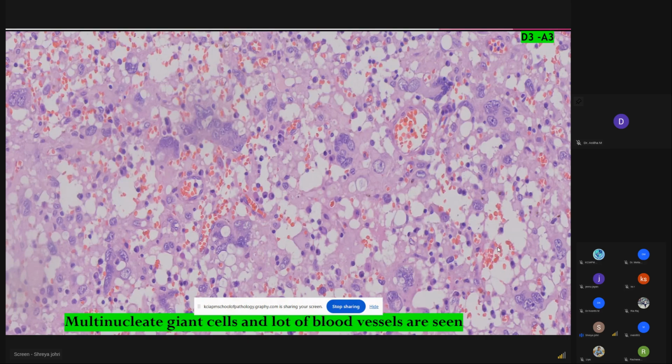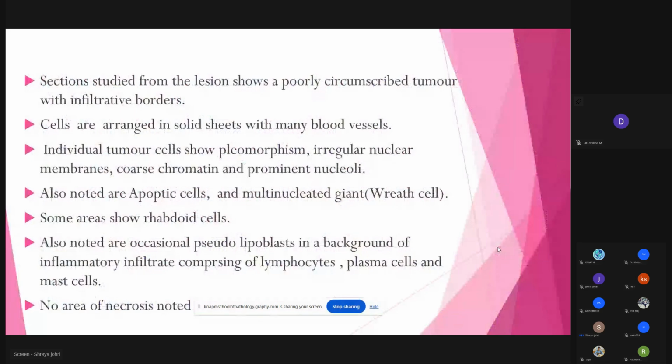Here in this D3A3 slide, we can see multinucleated giant cells and a lot of blood vessels. In the summary, we conclude that the section studied from the lesion shows a poorly circumscribed tumor with infiltrative borders. Cells are arranged in solid sheets with many blood vessels. Individual tumor cells show pleomorphism, irregular nuclear membrane, coarse chromatin, and prominent nucleoli. Also noted are apoptotic cells and multinucleated giant cells. Some areas show rhabdoid cells. Also noted are occasional pseudolipoblasts in a background of inflammatory infiltrate comprising lymphocytes, plasma cells, and mast cells. No areas of necrosis are noted.